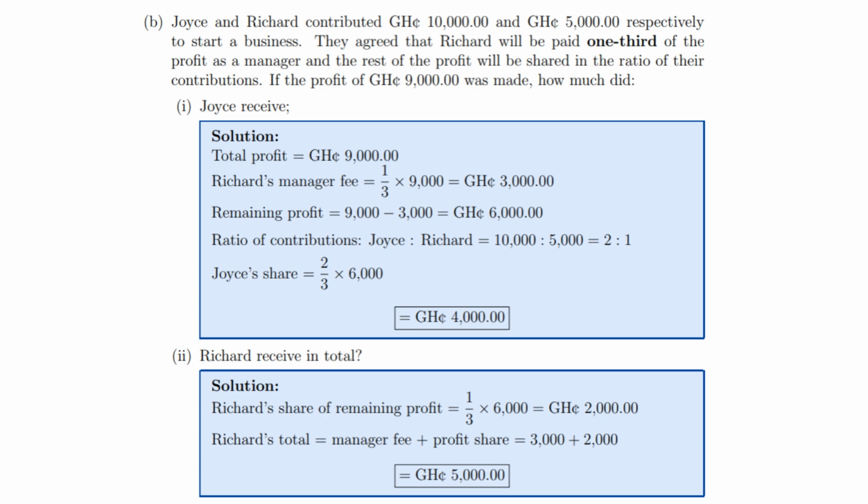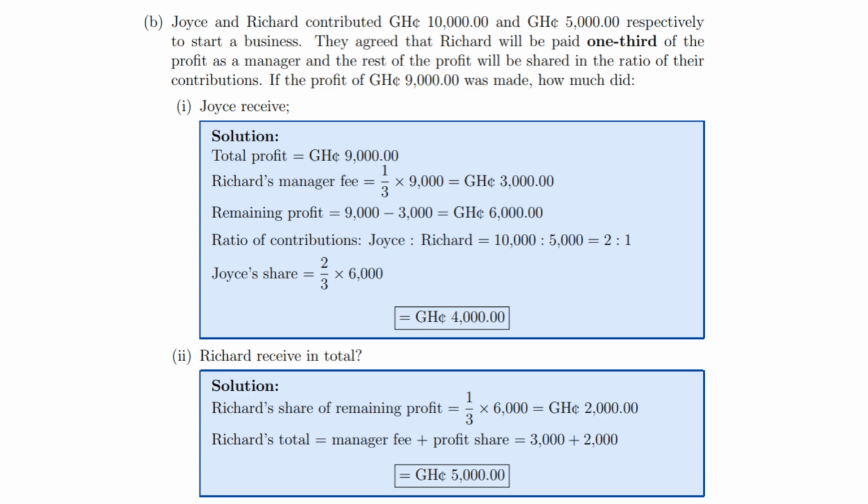And then Richard, this is what manages; Richard will get a fee of one third of the 9,000, which is 3,000. And the remaining profit will be 6,000. So the remaining profit they're going to share between themselves respectively, based on the contributions they made. The ratio of their contributions was 2:1. So Joyce is 2, Richard is 1. So Joyce's share is 2/3 times the 6,000, which gives us 4,000.